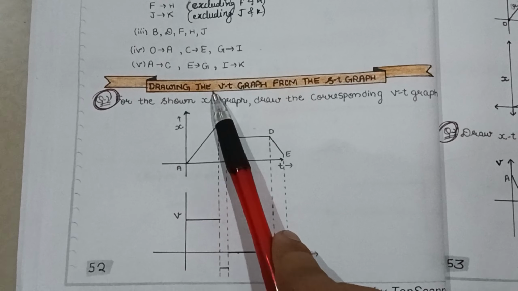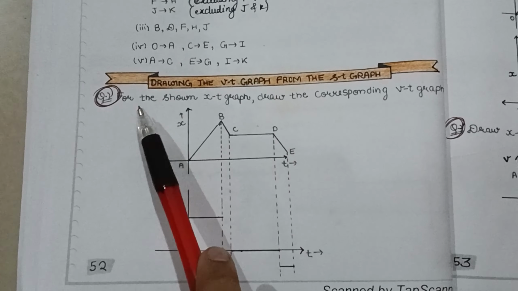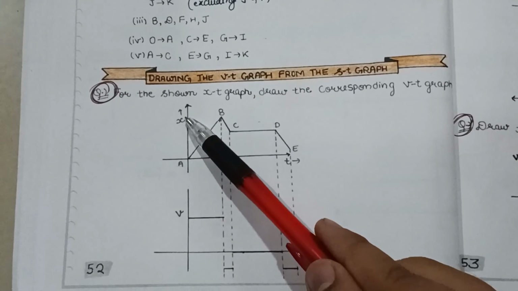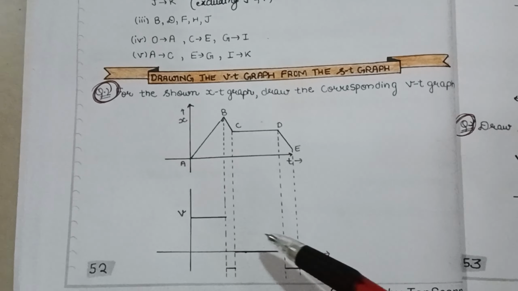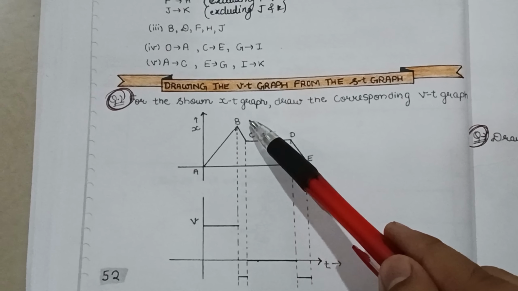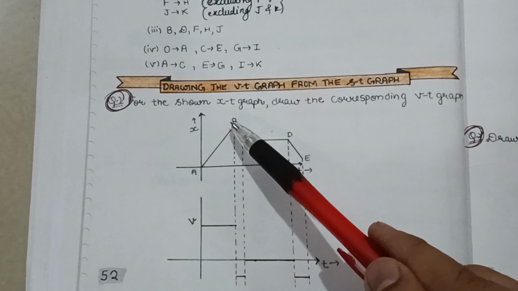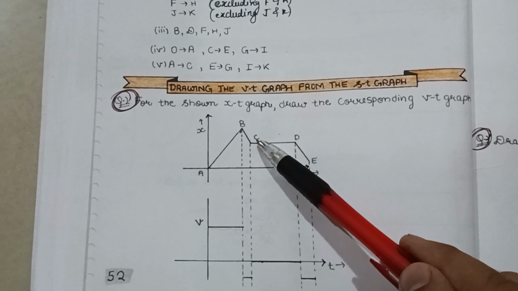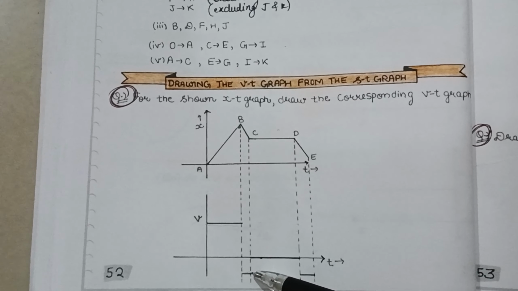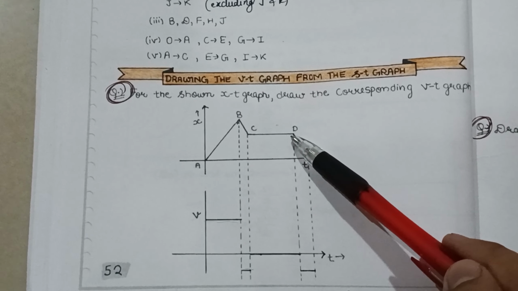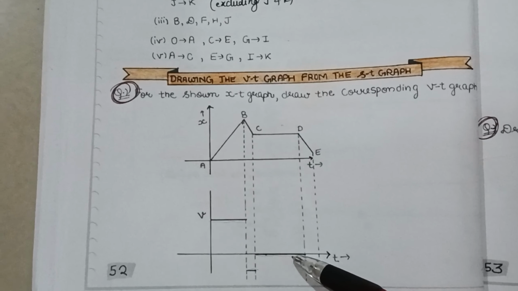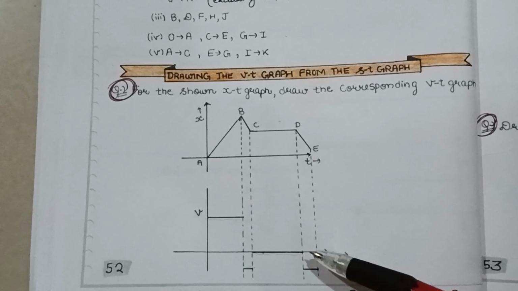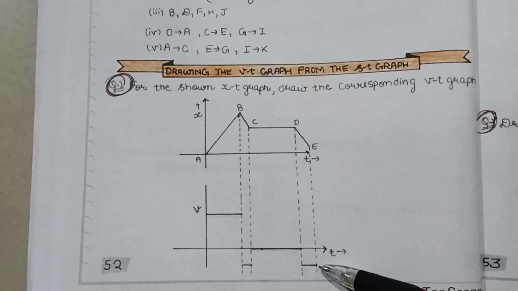Now, drawing the VT graph from the ST graph. For the shown XT graph, draw the corresponding VT graph. So, this is the XT graph and this is the VT graph. From here to here in the XT graph, we will plot this type of line in the VT graph. This type of line in the XT graph corresponds to this type of line in the VT graph, and this type of line in the XT graph corresponds to this type of line in the VT graph.